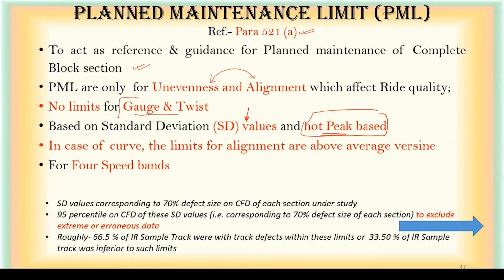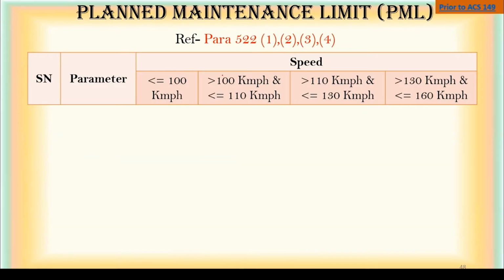So no limit for gauge and twist has been given. So this is the rationale behind it. You will find only standard deviation based unevenness and alignment limits under planned maintenance tolerance. So it is for 4 speed bands. We will see it. Less than 100, 100 to 110, 110 to 113, 113 to 116.